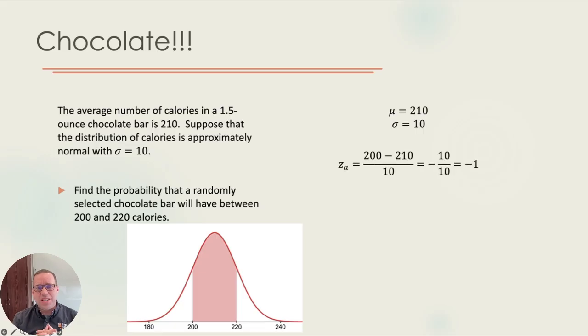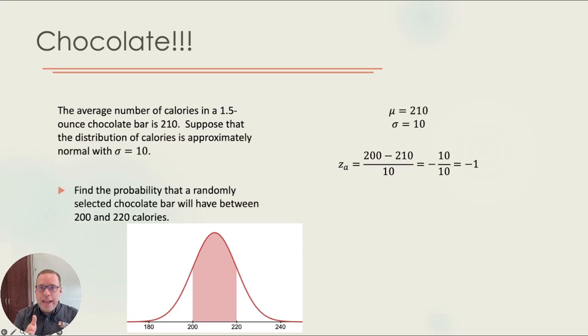I need its z-score, so I'm going to put in my value of 200 again. And I'm going to find its z-score. 200 minus 210 is negative 10. And that's going to give me a z-score of negative 1. Makes sense because 200 is one standard deviation to the left.